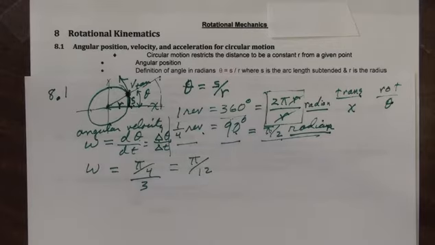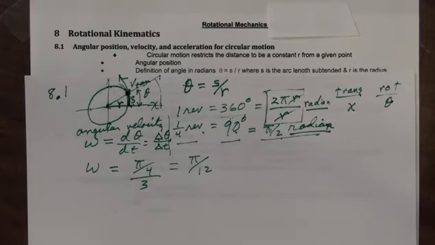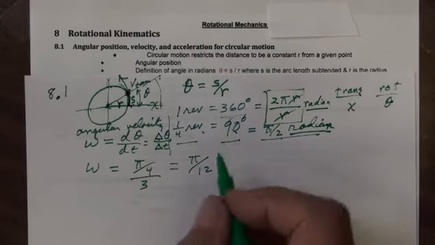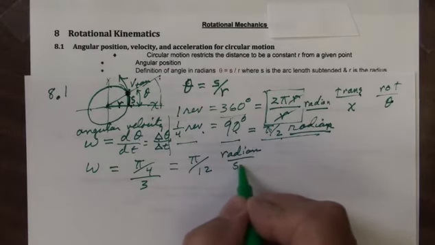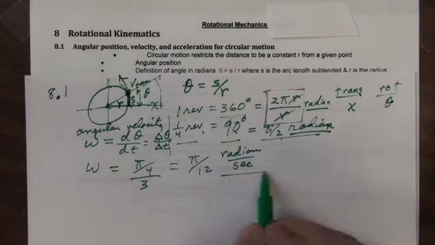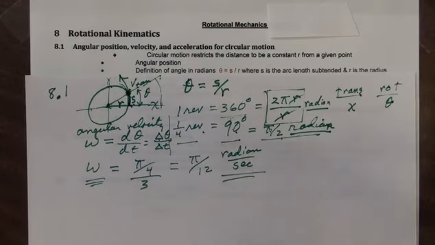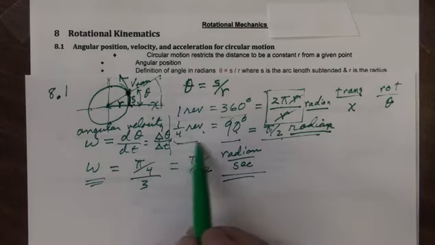Now since pi is 3.14159, you can think about it as 3. This is an angular velocity of about 3 over 12, or about 1/4. 1/4 what? Radians per second. And that's the unit that we use to measure angular velocity. Radians per second.